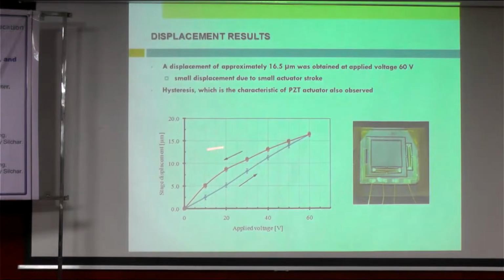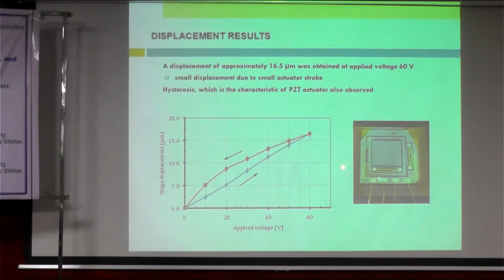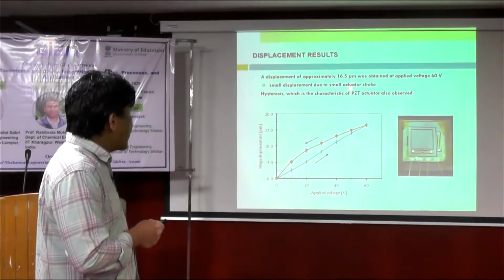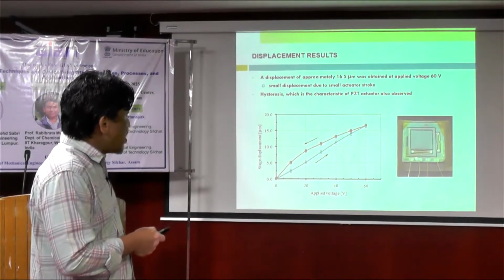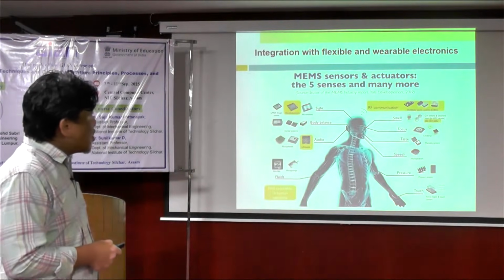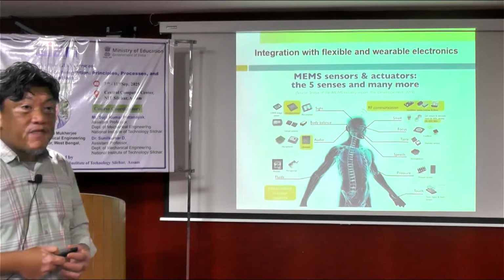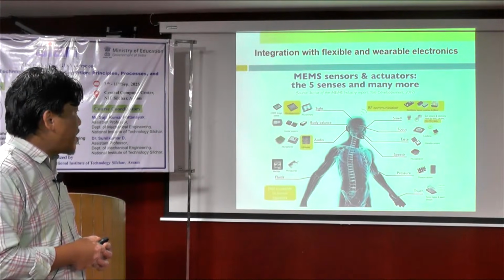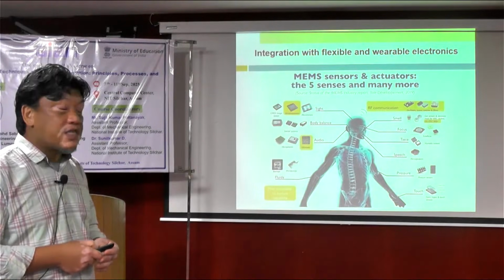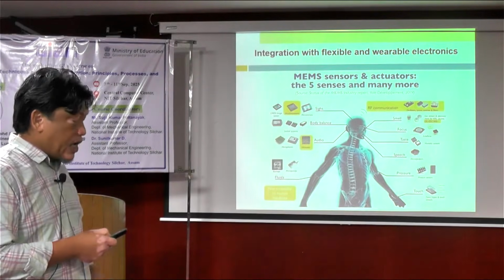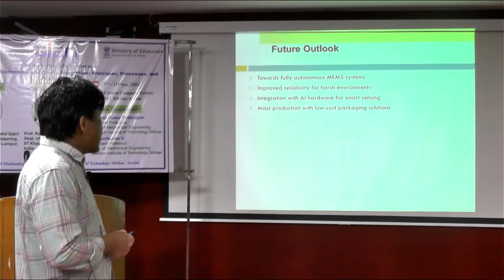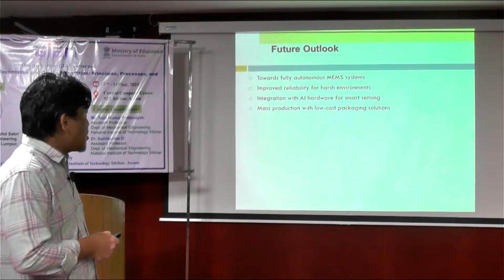Okay, and this is the whole package. This actuator can make about 16.5 micron at the applied voltage of 60 volt. So that is part of the device that can be designed and fabricated using MEMS. Then it can be used in many sensor and actuator systems for micro positioning, for accelerometer, etc. So I think this is the future outlook of MEMS as shown.